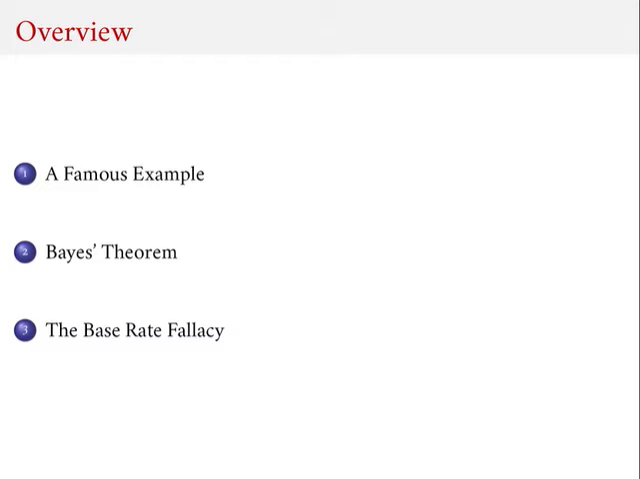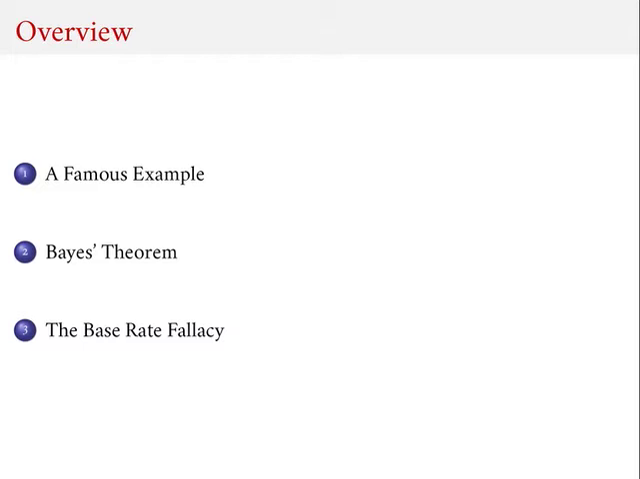So what I will do is begin with a famous example. And this famous example has to do with the kind of cognitive illusions or systematic mistakes which people make when reasoning with probabilities. And we'll see how using Bayes' theorem actually clears the air with regard to this confusion or this mistake. So we'll work through a very famous example, and Bayes' theorem will help shed light on how that example works.